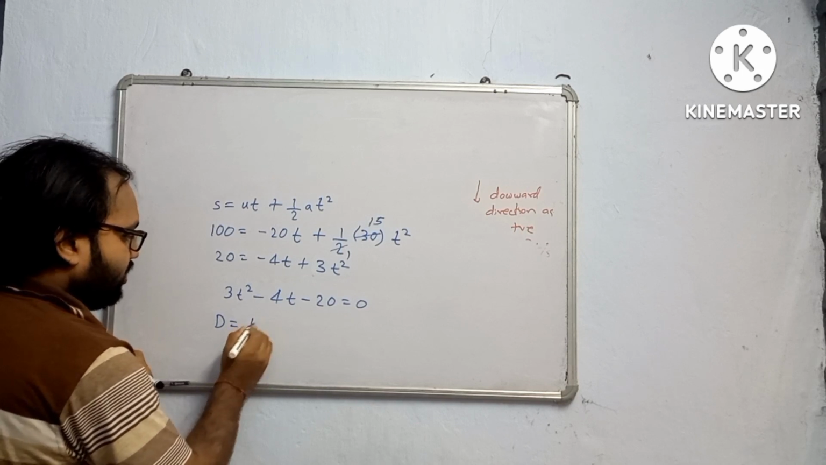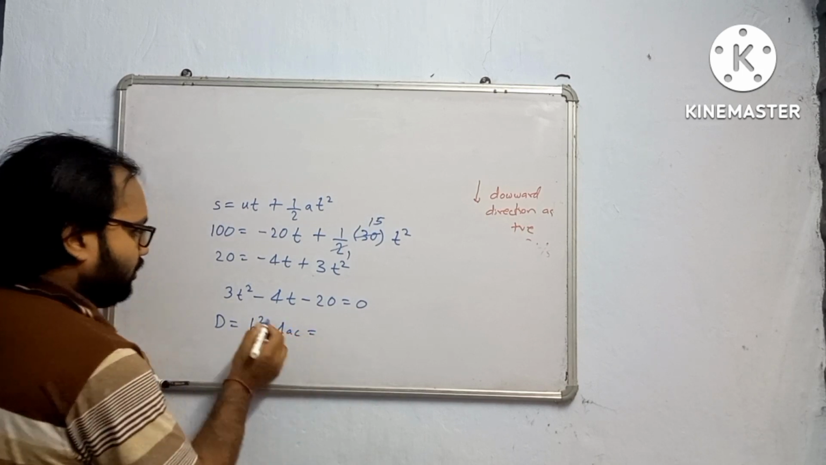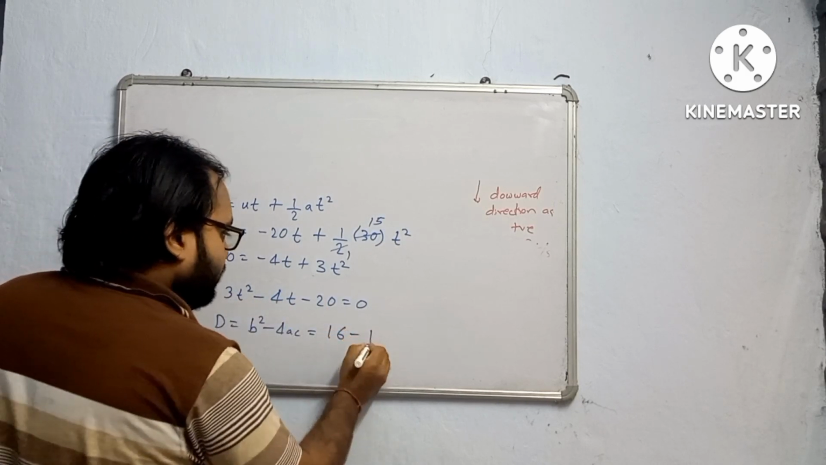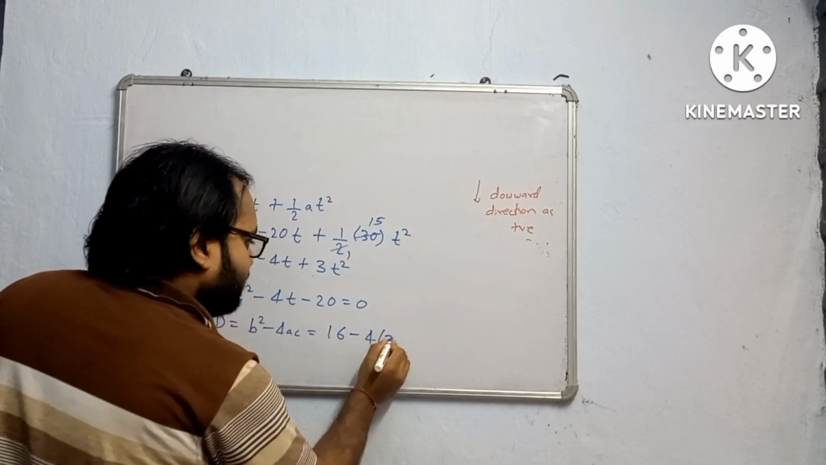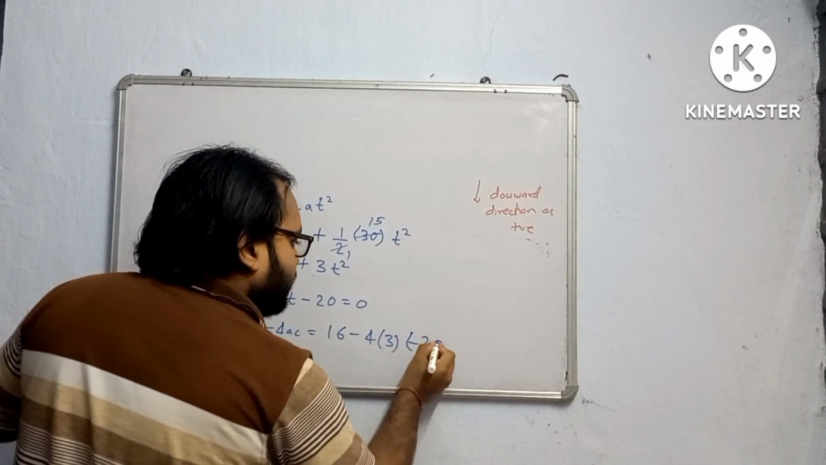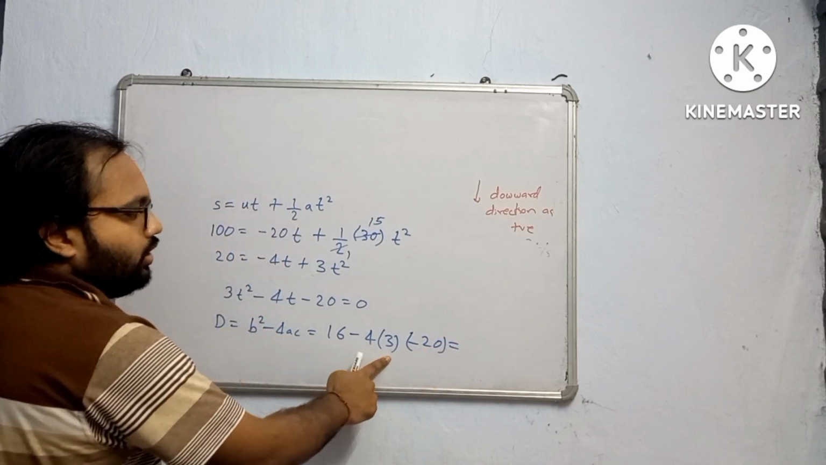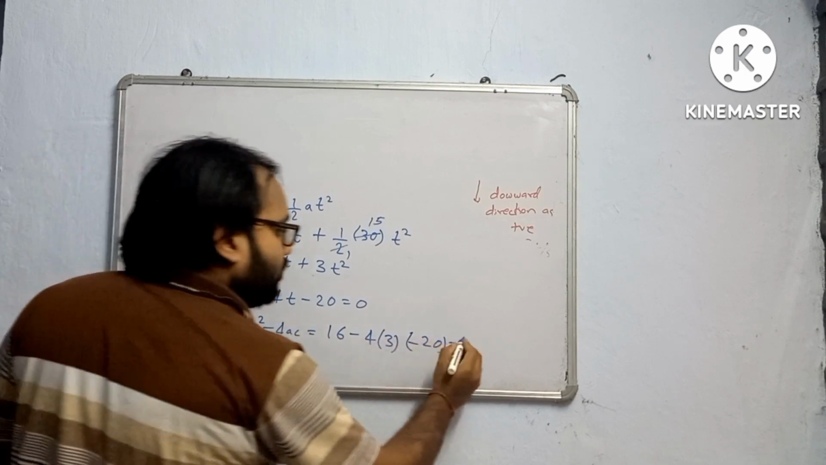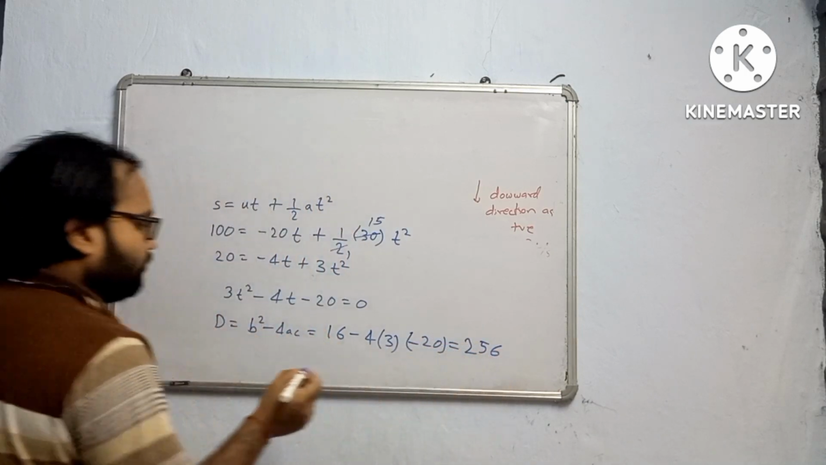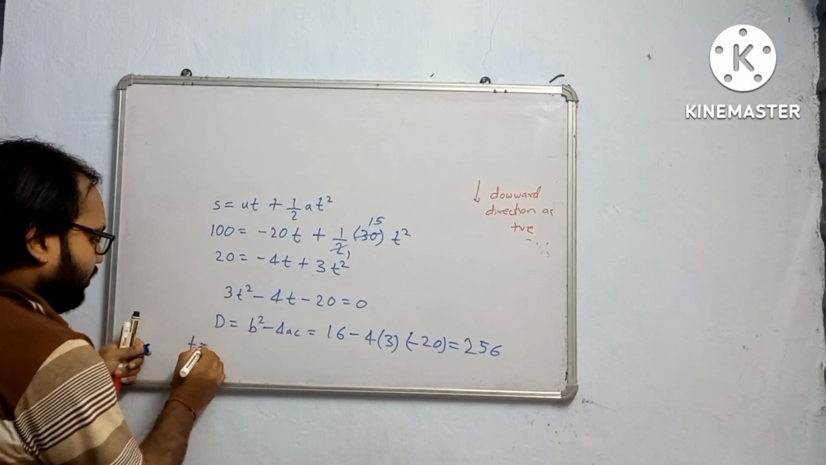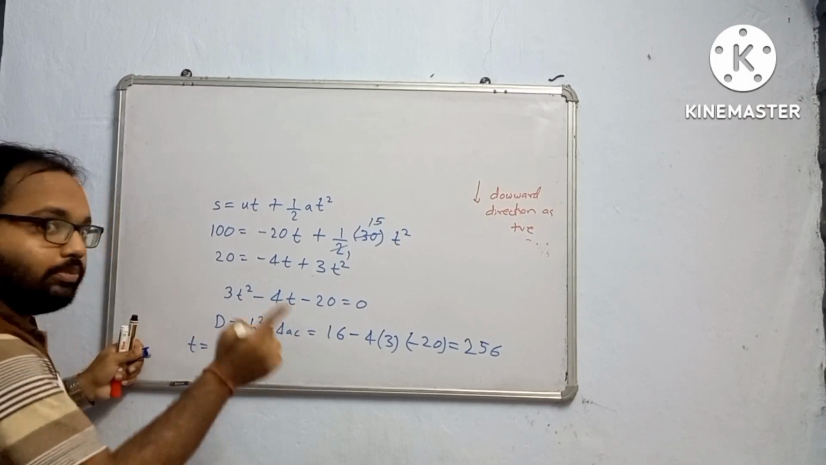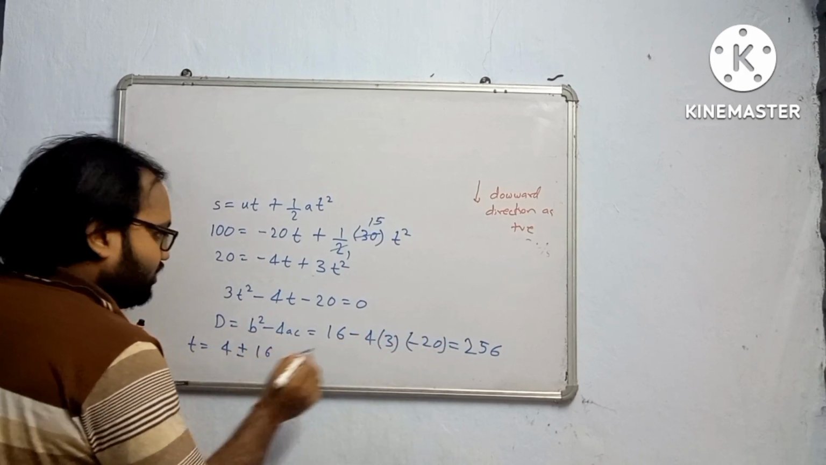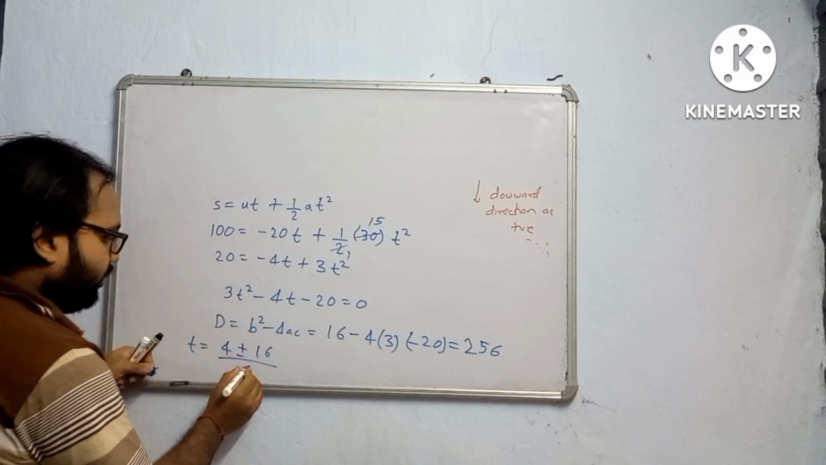B square minus 4ac, what are you getting? B square will become 16, minus 4 into a is 3 and c is minus 20. This we will get, 4 3s are 12, 12 2s are 24. So 240 plus 16, 256. This is the discriminant that we are getting. Now time t is equal to minus b, this will become plus 4, minus b plus minus root under 256. It is 16, 16 square is 256. Divided by 2a, it is 6.